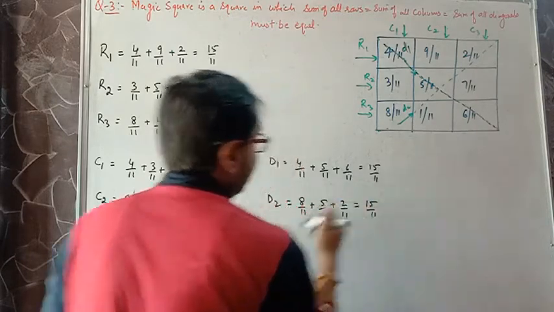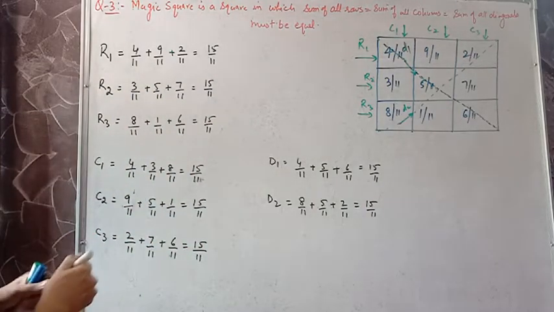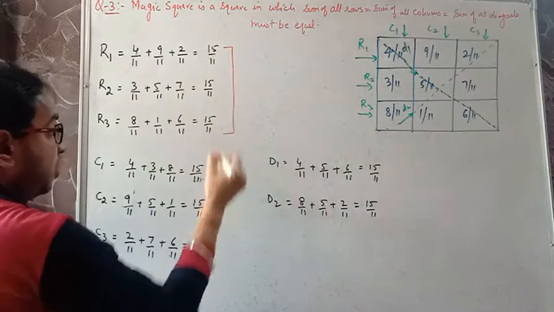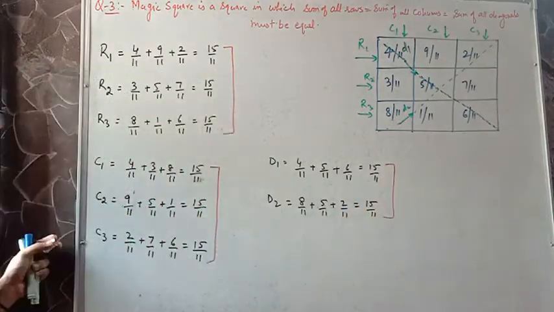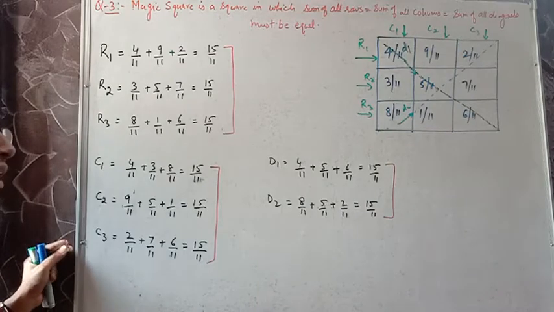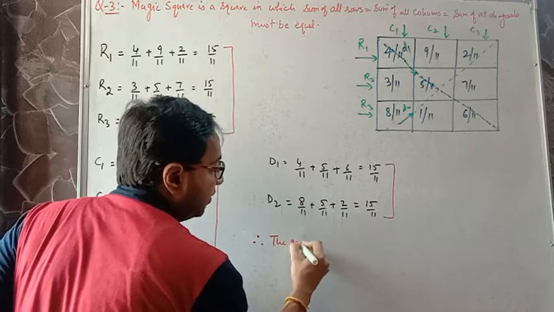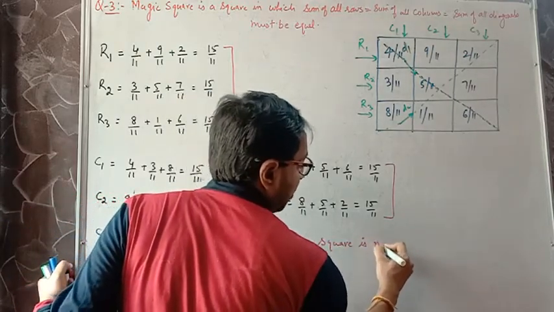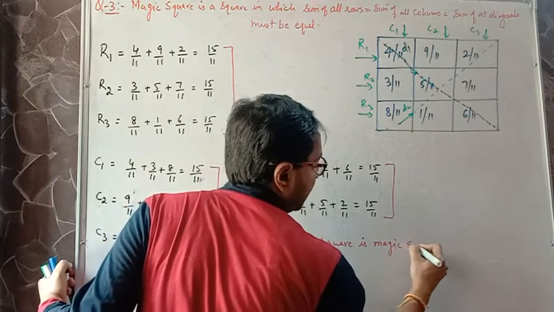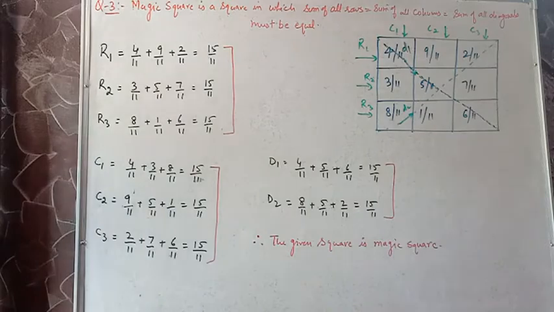15 by 11. If we observe clearly, the sum of all the rows, the sum of all the columns, the sum of all the diagonals is the same, that is 15 by 11. Therefore, the given square is a magic square. Are we clear about this? So, if we observe clearly, it's a magic square.